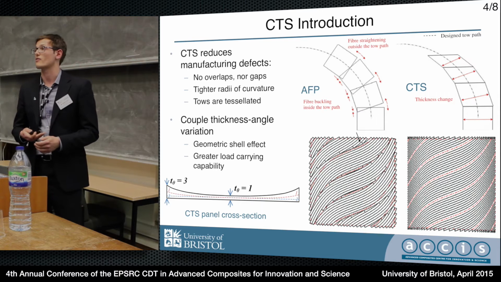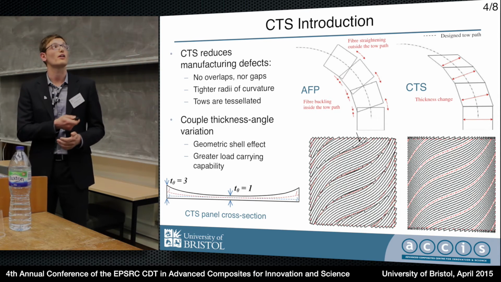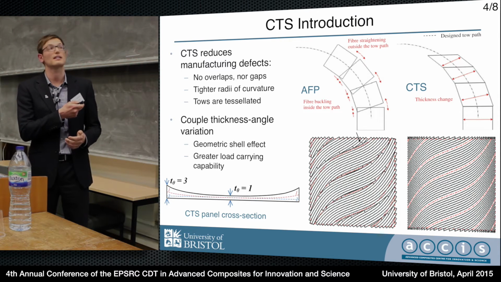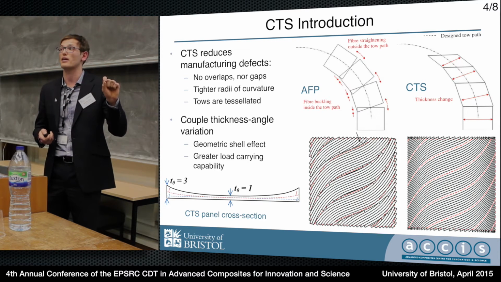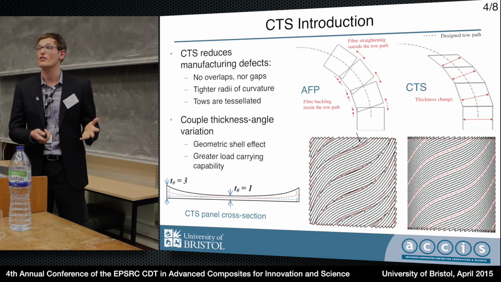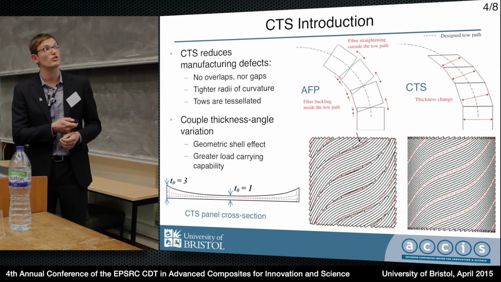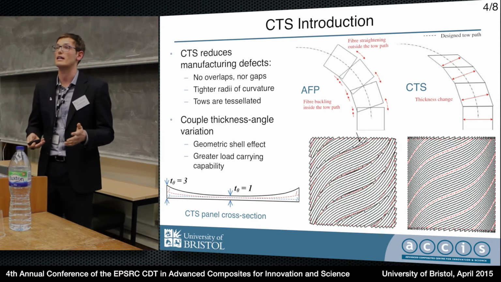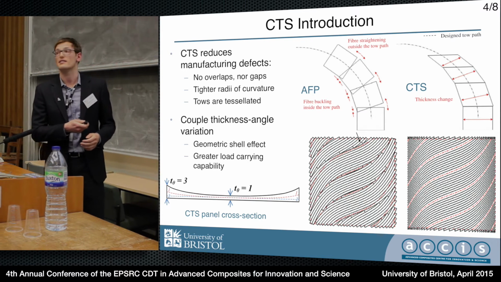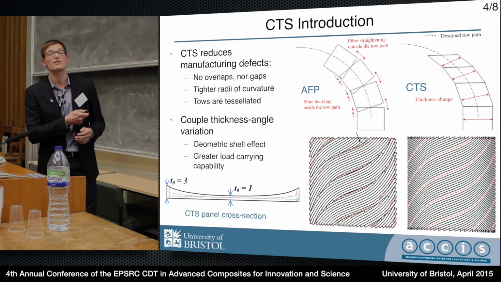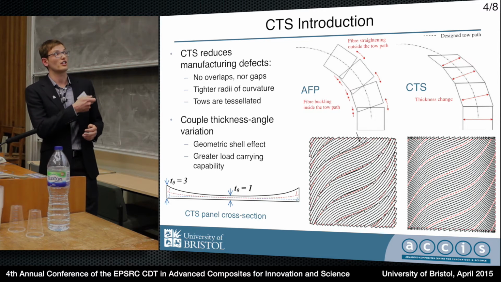To minimize these manufacturing defects, at the University of Bristol, we've developed the continuous tow shearing technique, CTS, which shears the tows at the point of application to steer the fibers. Another advantage of this technique is that individual fiber paths can be tessellated to cover the whole planform without any gaps or overlaps. Another feature of the CTS process is that the thickness of a tow and the steering angle are coupled, which means that we get this thickness variation across a panel. And the thickness variation can be quite large.